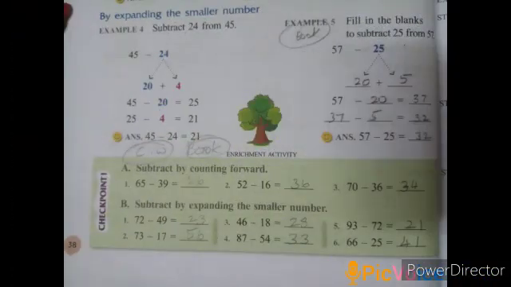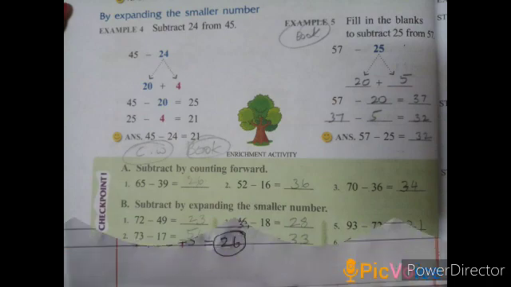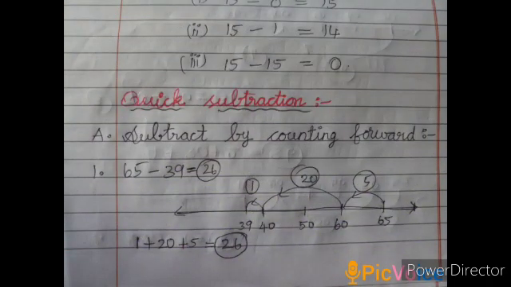Next checkpoint in the same page number 38, we have two Roman letters. A, subtract by counting forward. B, subtract by expanding the smaller number. Let me explain with the sums. Checkpoint first one is subtract by counting forward. So first one is we have to write the number line as I shown here. Start from 39, the smallest number. So we are going to subtract 65 minus 39.